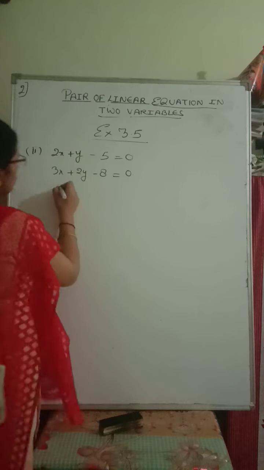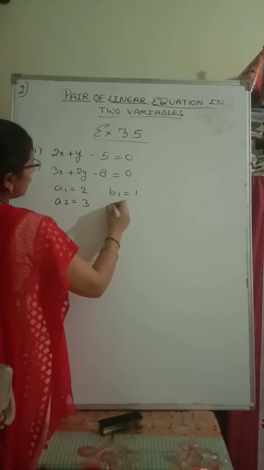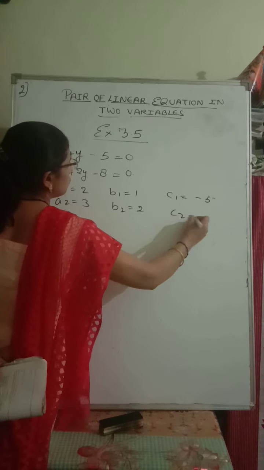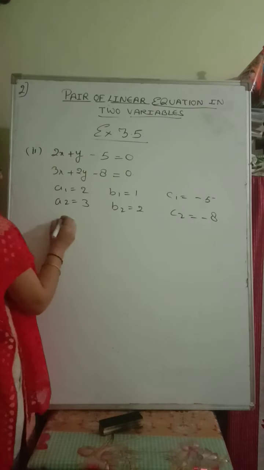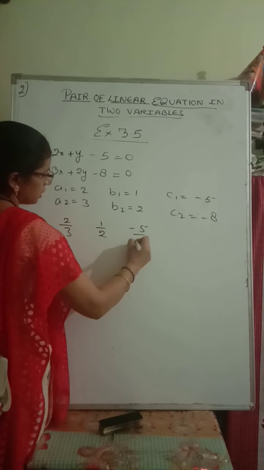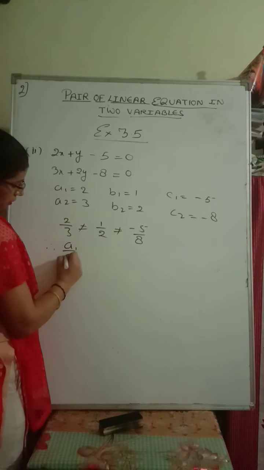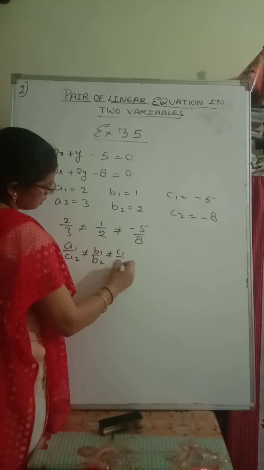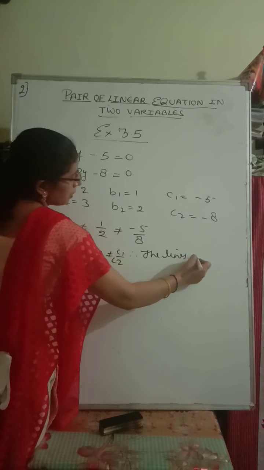So what are a1, a2? a1 equals 2, a2 equals 3. b1 equals 1, b2 equals 2. c1 equals minus 5, c2 equals minus 8. Let us see the condition. How many solutions are these? a1 upon a2, 2 upon 3, 1 upon 2, minus 5 upon minus 8. So clearly it is visible that a1 upon a2 is not equal to b1 upon b2, therefore the lines are intersecting.